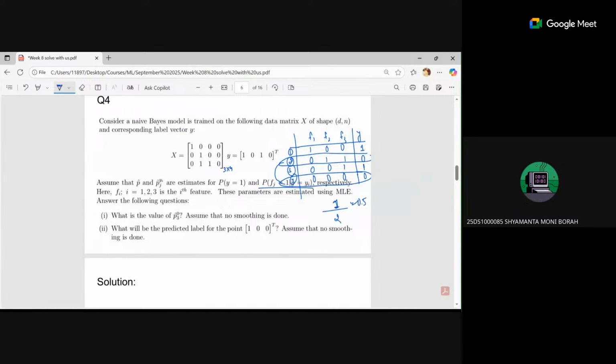Ma'am, where is it mentioned to find Xj equal to 1? Okay, okay. Is it okay? Mayank, is it clear? Yes, ma'am. Okay. What about the second part? Is anyone finding it difficult in solving the second question?